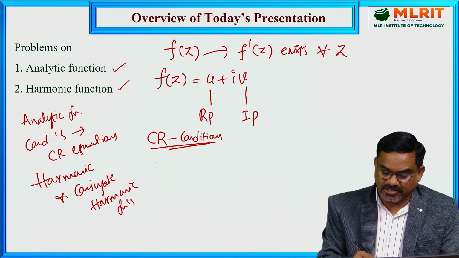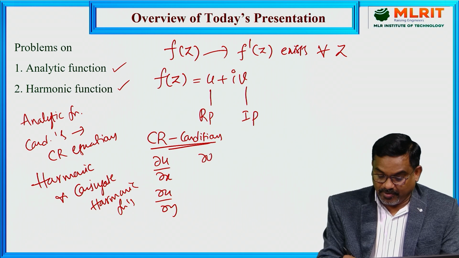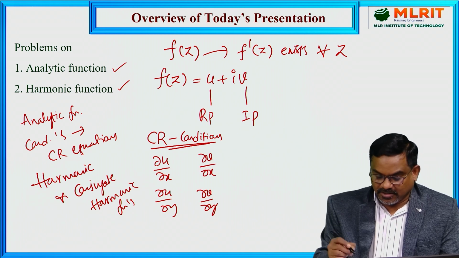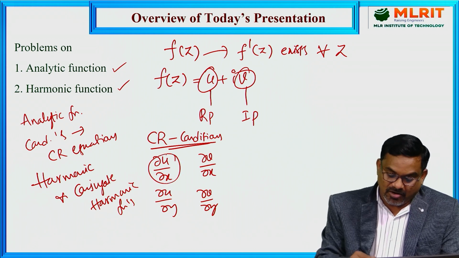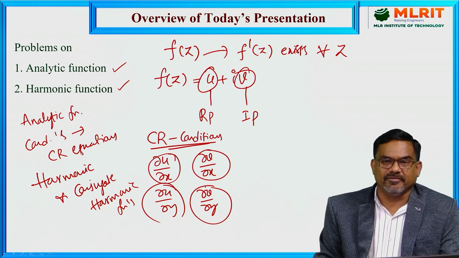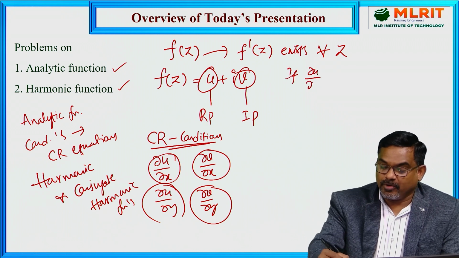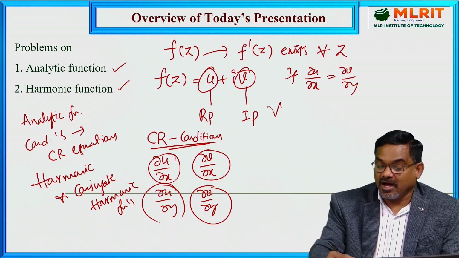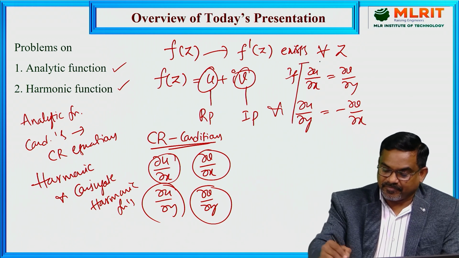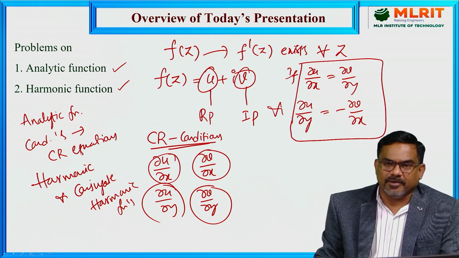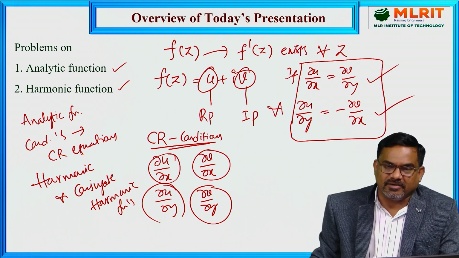Now what are those CR conditions? First find dou u by dou x, dou u by dou y, dou v by dou x and dou v by dou y. That means the partial derivatives of u and v with respect to x and y. Then if dou u by dou x is equal to dou v by dou y and dou u by dou y equal to minus dou v by dou x, then the function f of z is said to be analytic. So these conditions are called CR conditions or CR equations.